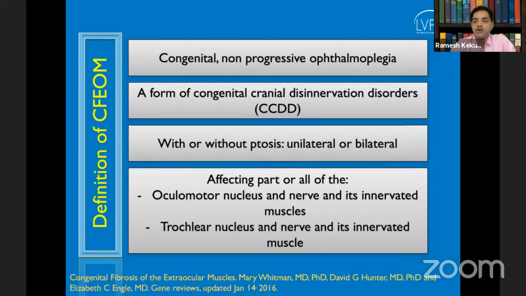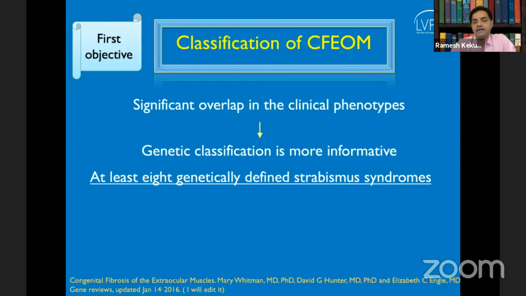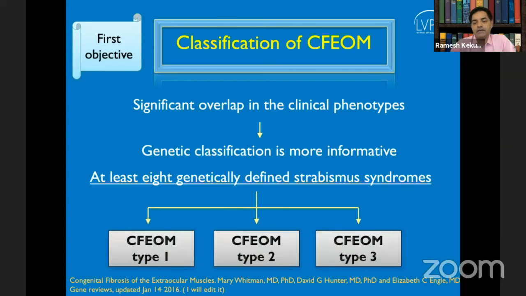Two nerves are most commonly affected because of the neuropathy. One is oculomotor, second one is trochlear nerve. There is a significant overlap in the clinical phenotypes. So genetic classification is more informative. There are at least 8 genes involved. Basically, it's classified into type 1, type 2, type 3.